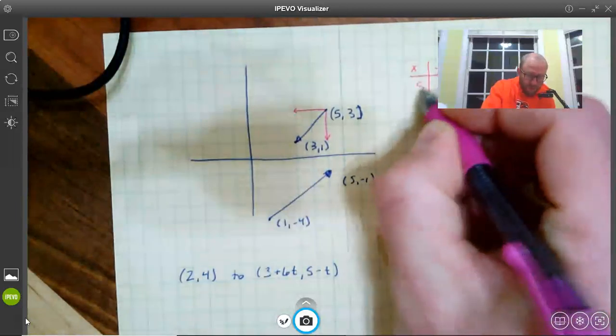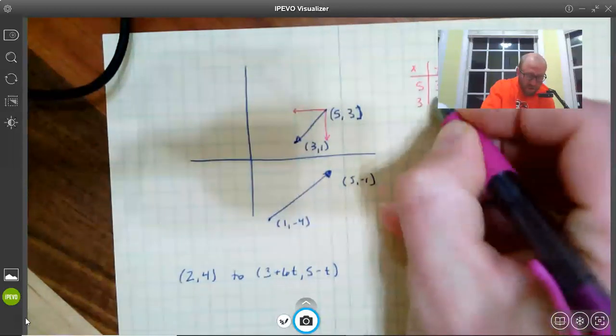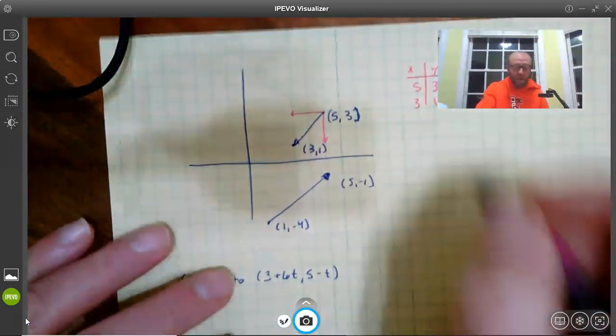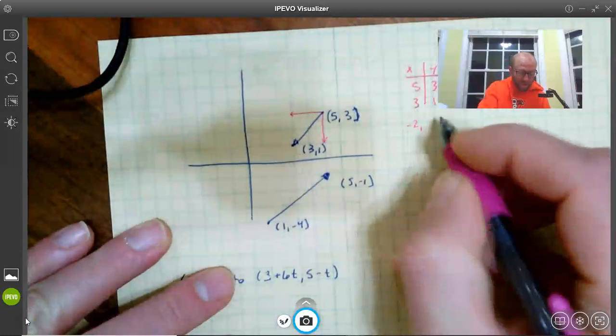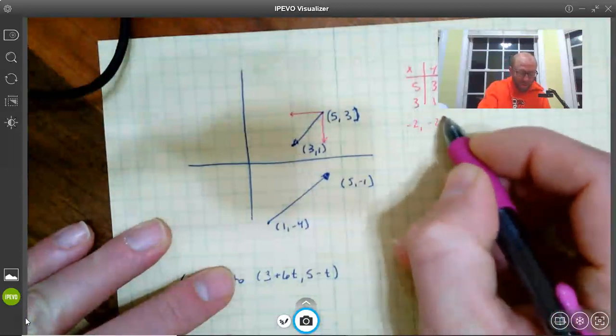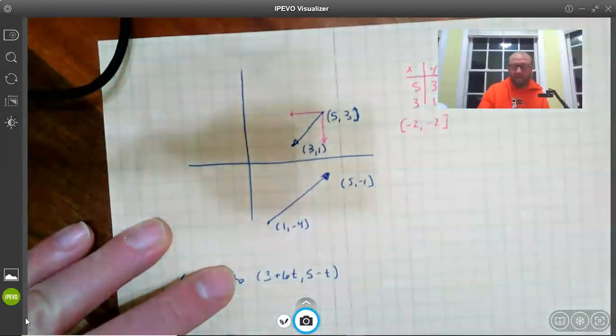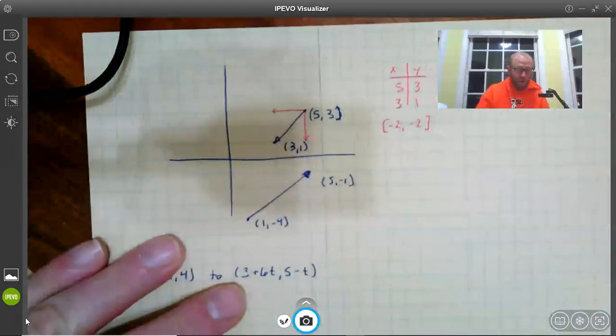And to calculate what those are, we simply say I'm traveling from, make a little table here, traveling from 5, 3 to 3, 1. End minus start equals change. 5 minus 3 is negative 2. 1 minus 3 is negative 2, and it's a vector, so it ends up with the little brackets.